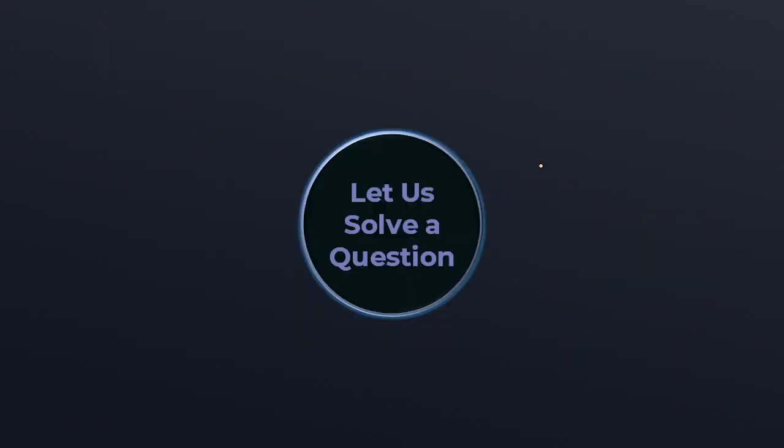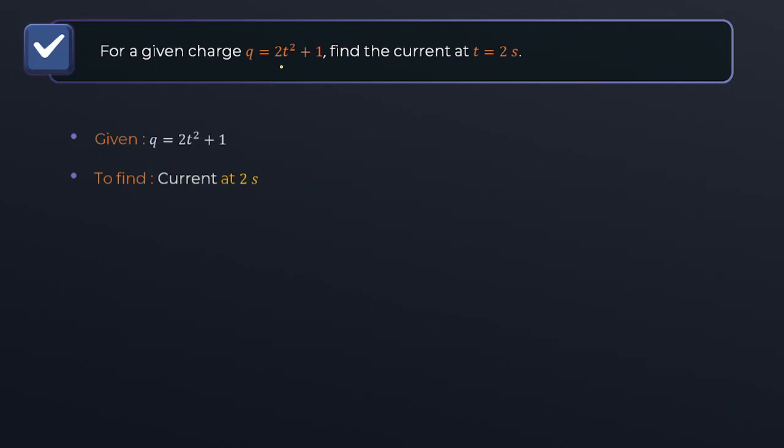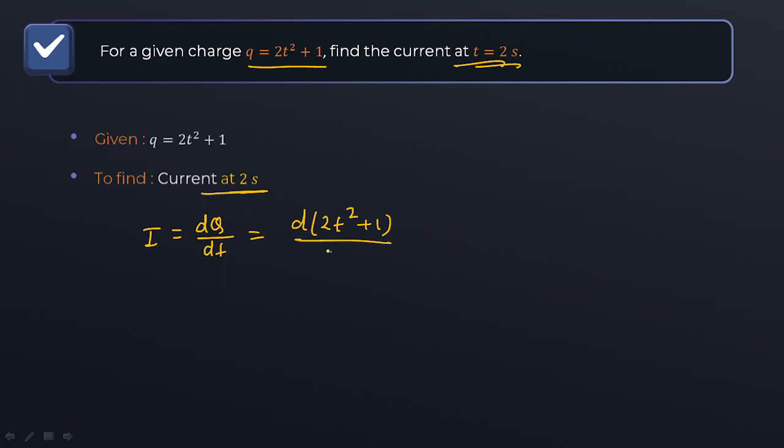So let us solve one very simple question. The equation for charge is given with respect to time, and we have to find the current at t equals 2 seconds. Here q equals 2t square plus 1, and we want to find the current at t equals 2 seconds. At a given instant we have to find the current, so this is nothing but the instantaneous current, I equals dq divided by dt. So we can put the values: d of 2t square plus 1 divided by dt.